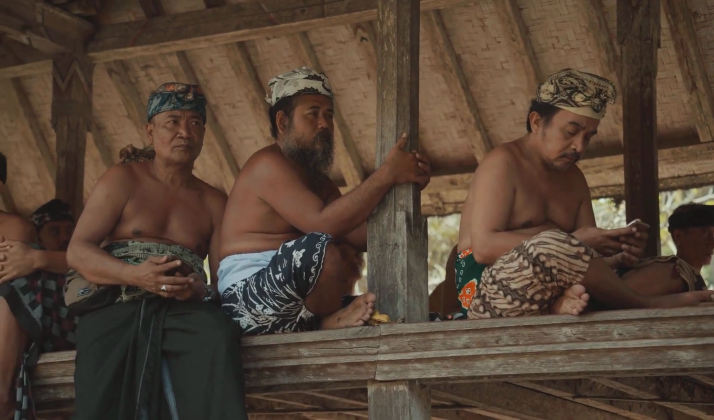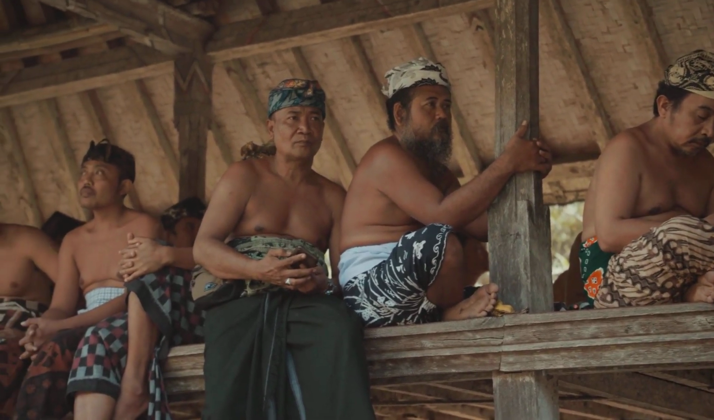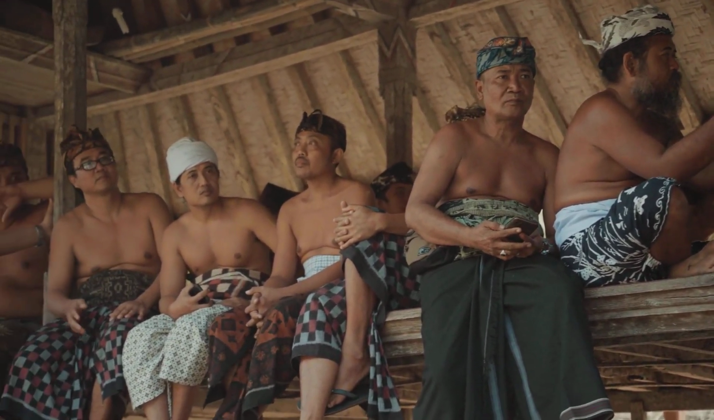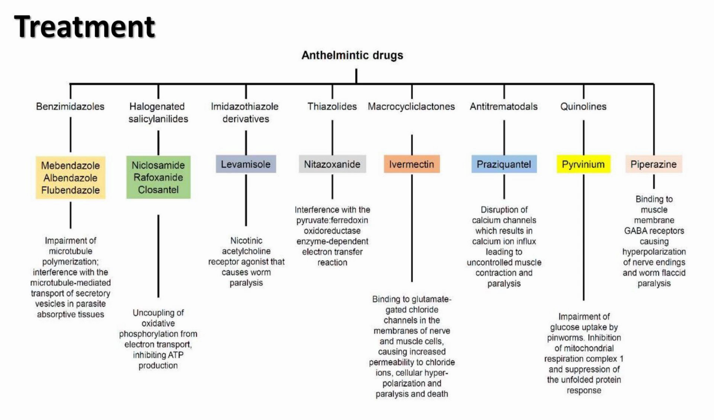Helminthic infections are prevalent in Malaysia, particularly among rural Aborigines and estate workers. Whipworm is the most common. Treatment of parasitic worm infections involves anthelmintic drugs. This diagram outlines the different classes of these drugs and their mechanisms of action.